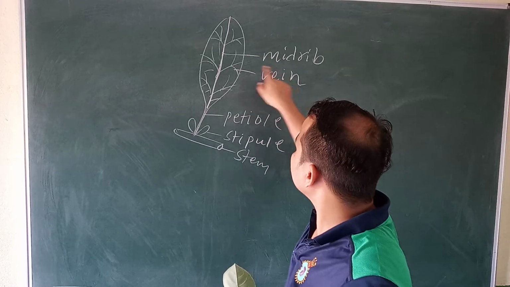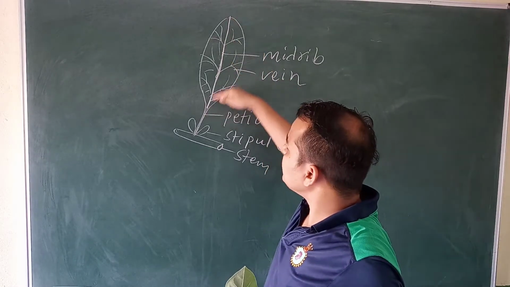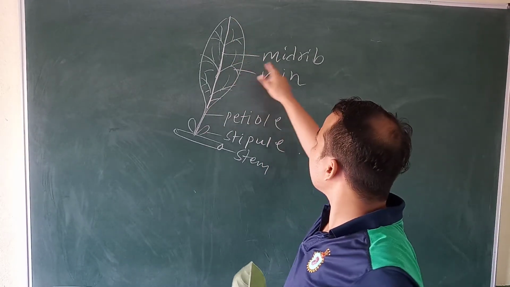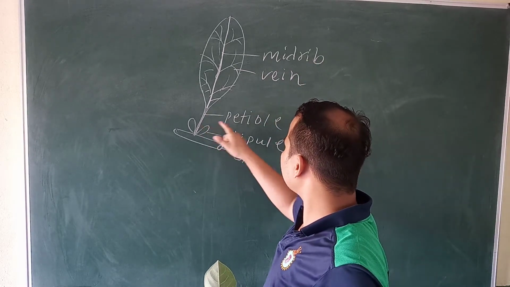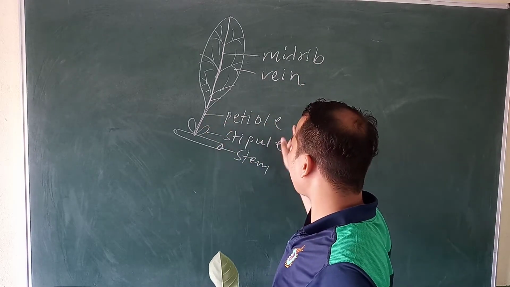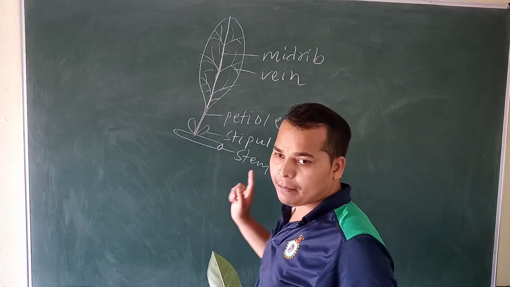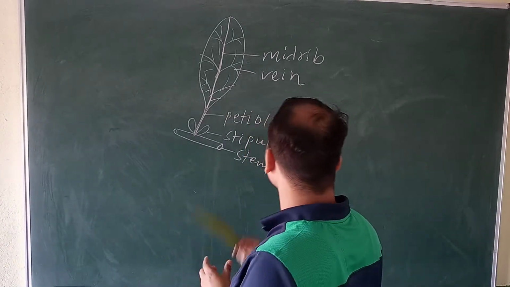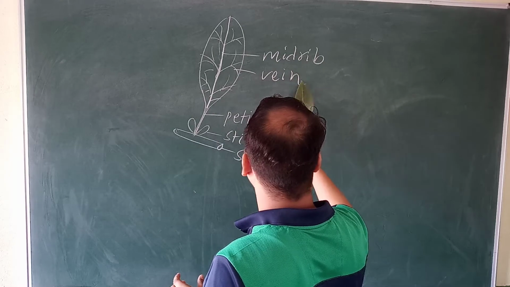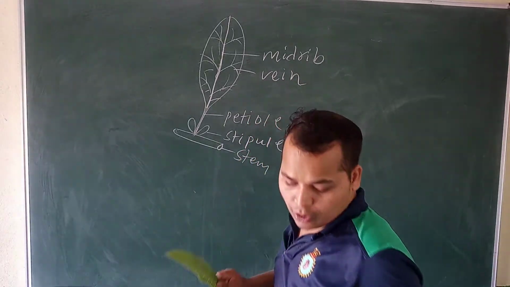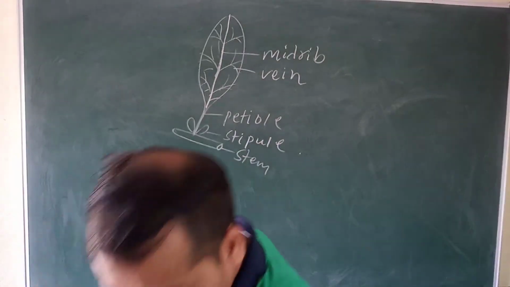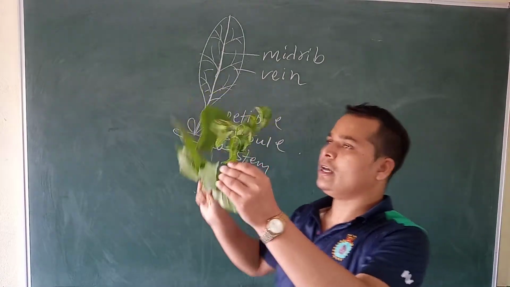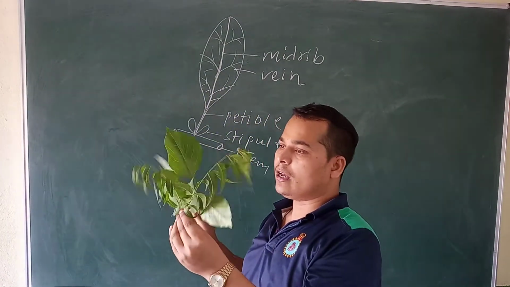This thick line going on the leaf is called the midrib. And this is called the petiole, and this is called the stem. This is called the midrib, and this is where the leaf ends. So these are the structures of leaves.